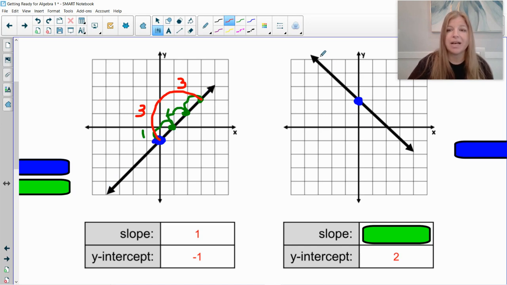Over here on the right-hand side, I see that my graph is decreasing. From left to right, this graph is going downwards.